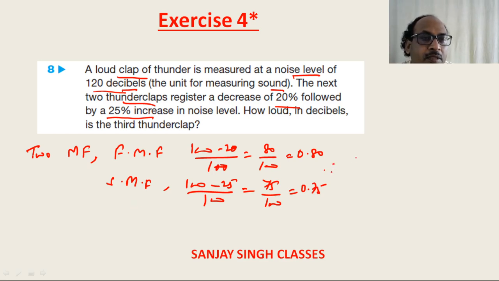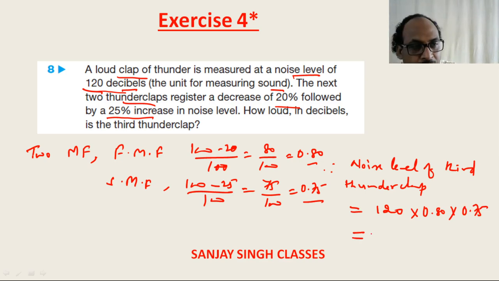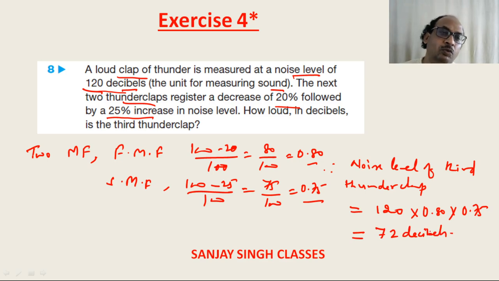Therefore, the noise level of the third thunderclap is equal to 120 decibel, which is the original value, 120 into 0.80, which is the multiplying factor where a decrease has taken place, into 0.75. And this is giving to us, after multiplication, 72 decibels. So the noise level is 72 decibels.